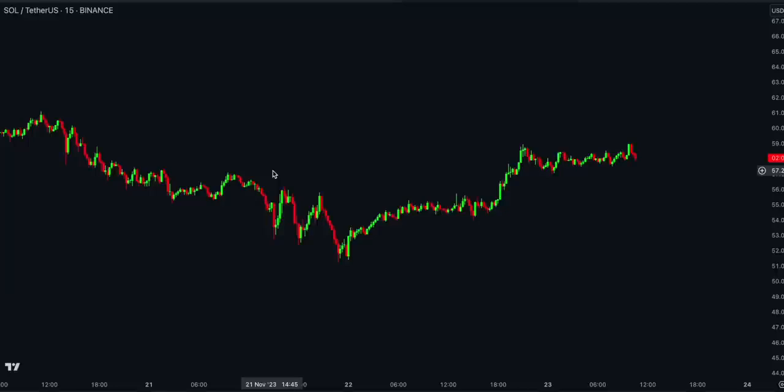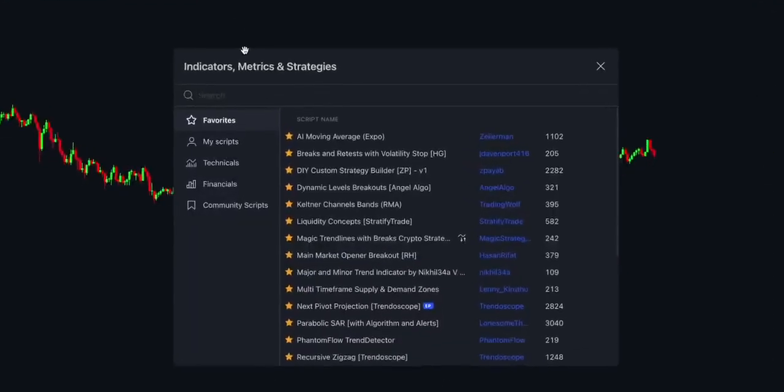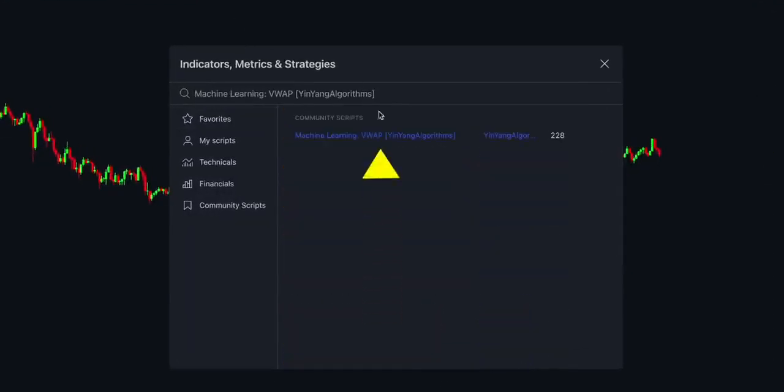Without wasting any time, let's begin the tutorial. To apply the first indicator to the chart, open the indicators and search for Machine Learning VWAP by Yin-Yang Algorithms.